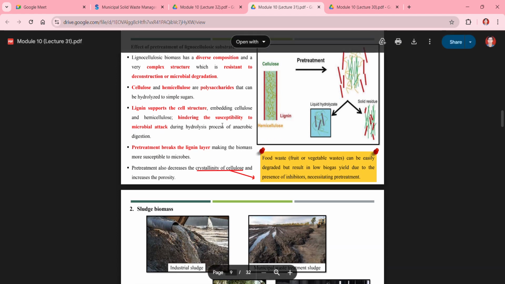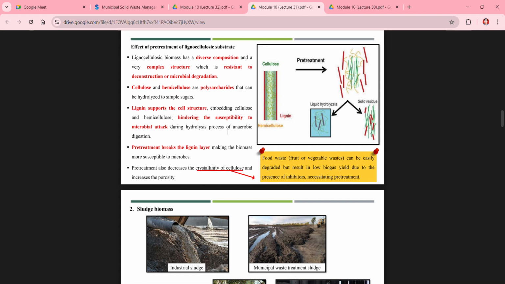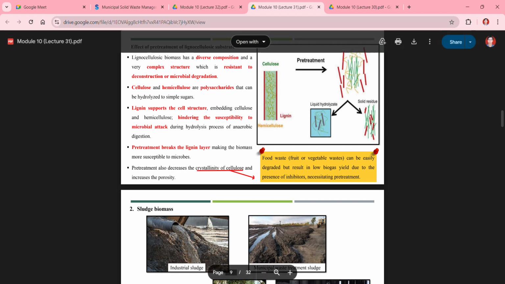Lignin supports the cell structure, embedding cellulose and hemicellulose, hindering susceptibility to microbial attack during the hydrolysis process of anaerobic digestion. So pre-treatment breaks that lignin layer. That lignin layer has to be broken so that microbial organisms can attack the cellulose or hemicellulose content inside it, to convert those into the glucose part. So that glucose can go into the methanogenesis or acidogenic process for the further conversion of the biomass into biogases.